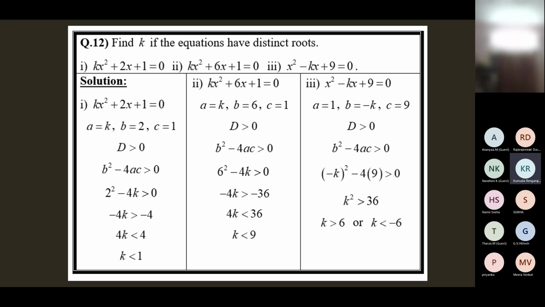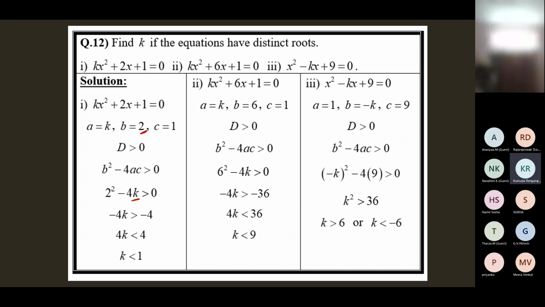All right, let's see the first one. This is the given quadratic equation. Get the values of A, B, and C. Now, D is greater than 0 because distinct roots. So D is greater than 0, which means B square minus 4AC is greater than 0. So B square, 2 square, minus 4 into A into C. So that will be 4 into 1 into K, 4K is greater than 0. Now 2 square is 4.